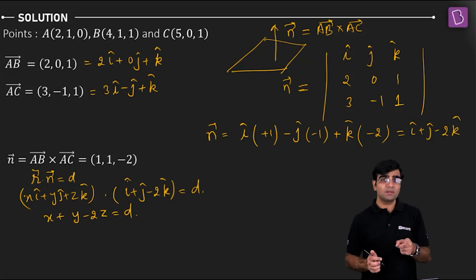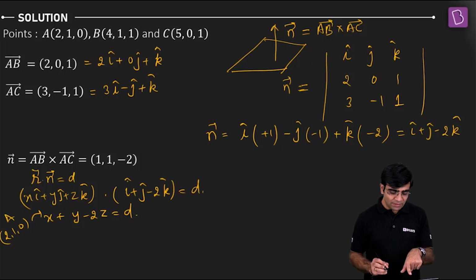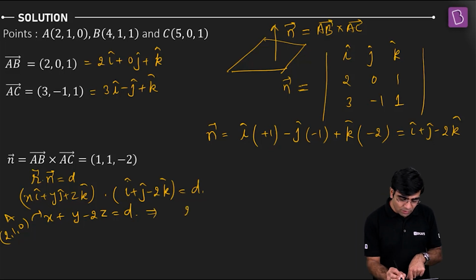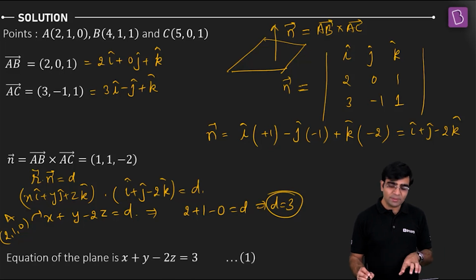But d is unknown. I know that all three points are lying on that plane, so I can satisfy the point 2, 1, 0, the point A, onto it. The moment I satisfy 2, 1, 0 onto it, what do I get? I get 2 plus 1 minus 0 equal to d, which implies that d equals 3. So if d is 3, the plane equation becomes x plus y minus 2z equal to 3. I hope this calculation is sorted for everyone.